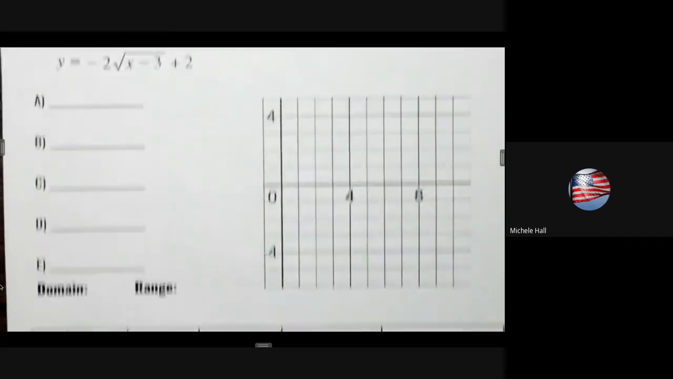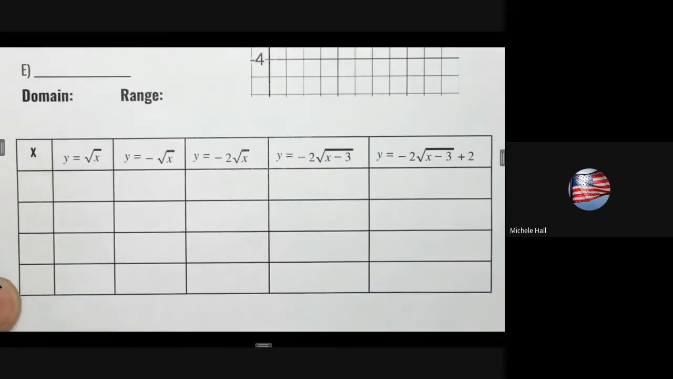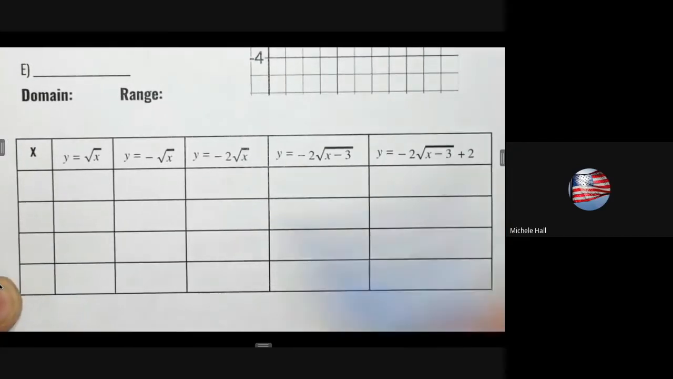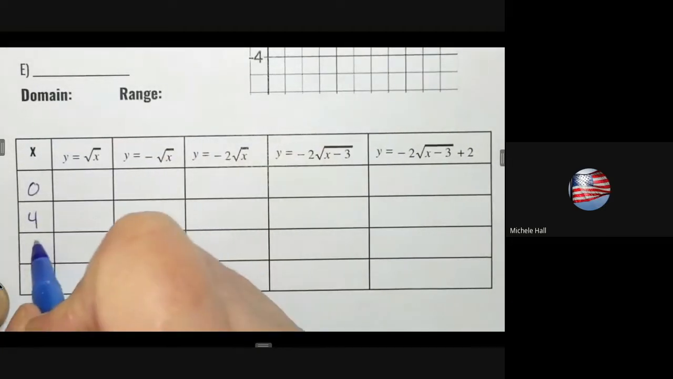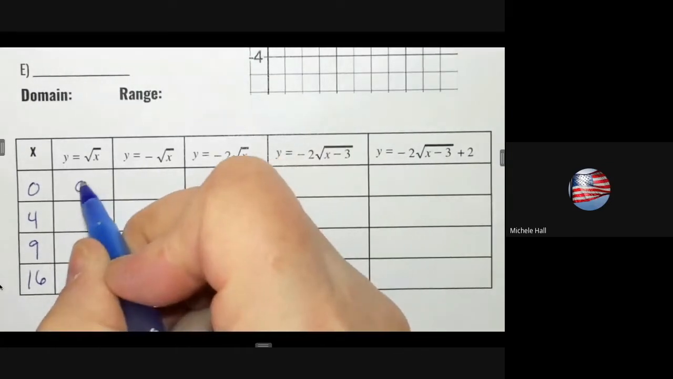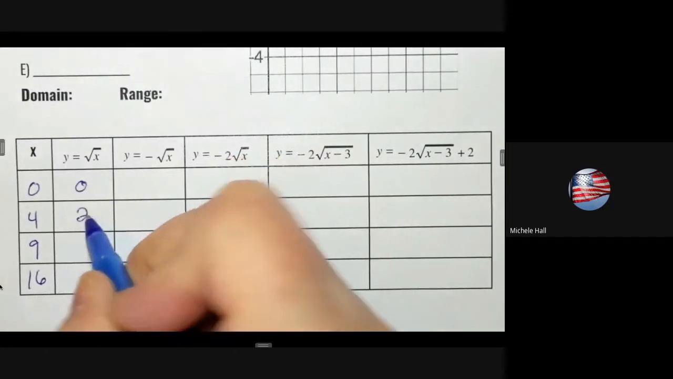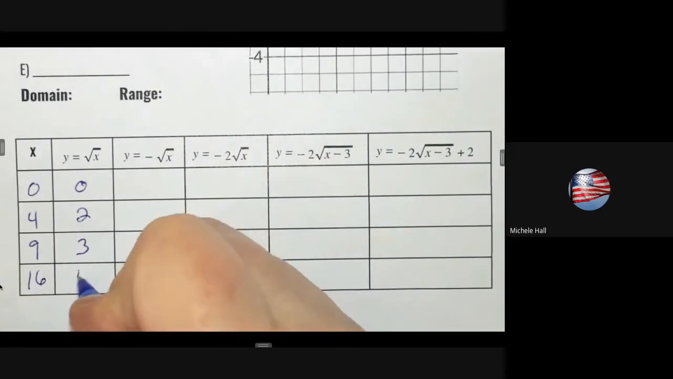We will start with the parent function, and using positive values, we'll use 0. The square root of 4 is a perfect square. The square root of 9 is a perfect square. The square root of 16 is a perfect square. The square root of 0 is 0. The square root of 4 is 2. The square root of 9 is 3. And the square root of 16 is 4.